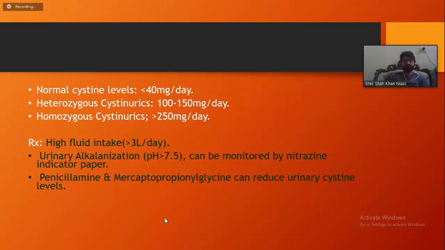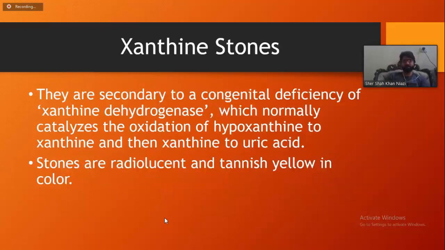And we have xanthine stones, which are secondary to a congenital deficiency of xanthine dehydrogenase, which normally catalyzes the oxidation of hypoxanthine to xanthine and xanthine to uric acid. Stones are radiolucent and dark yellow in color.